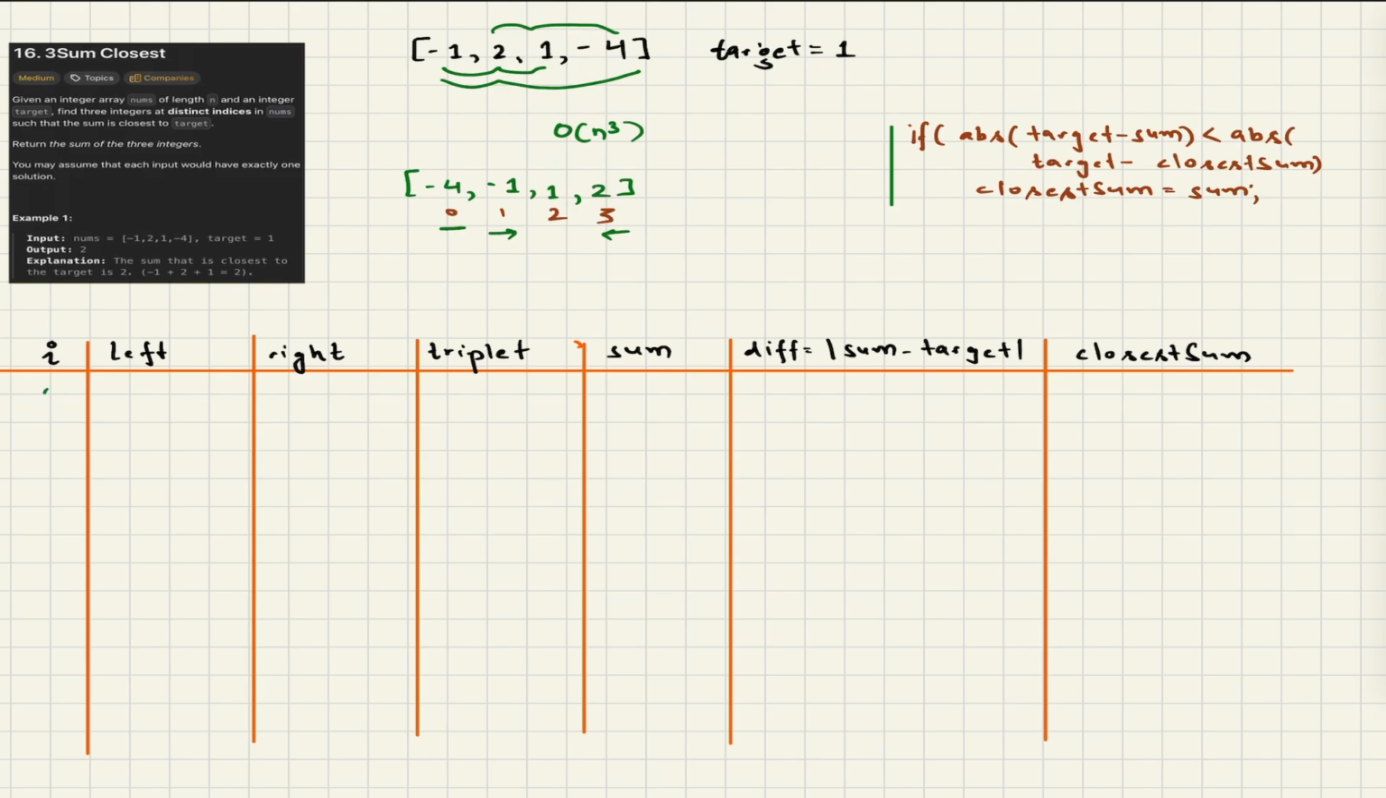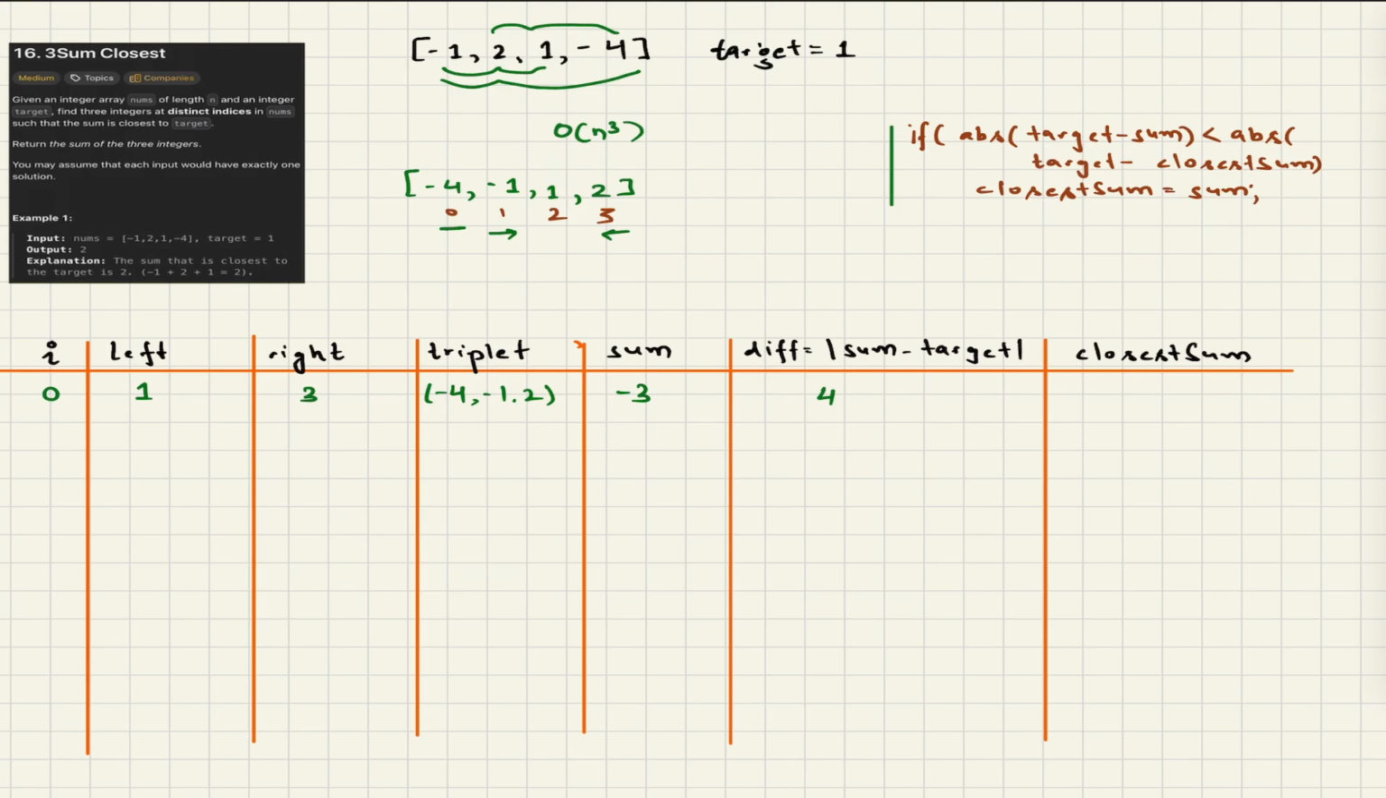So let's say my i is equal to 0, my left is equal to 1, my right is equal to 3. My triplet at this point would be -4, -1 and 2. Their sum is nothing but -3. Now the sum minus target would be nothing but 4. We are taking the absolute, right? Because be it on the negative side or the positive side, it would not matter. We just need the one which is closest.